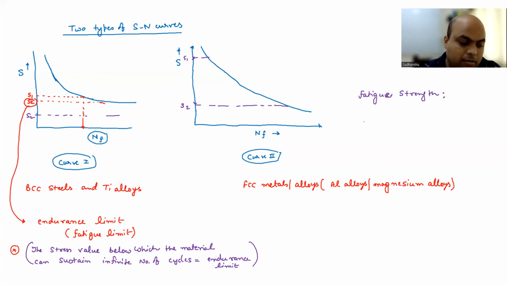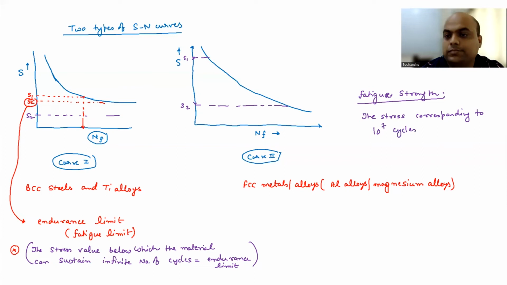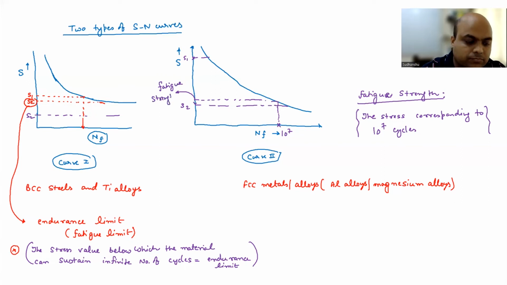Fatigue strength. Okay. And this is the strength or stress corresponding to 10 to the power 7 cycles. Okay. In some books, you will see 10 to the power 8 cycles, but here we will just stick to 10 to the power 7 cycles. Okay. So let's say here. So if I have 10 to the power 7 cycles here, right? Whatever the stress value is, we call this stress value the fatigue strength. Okay, this particular value here.